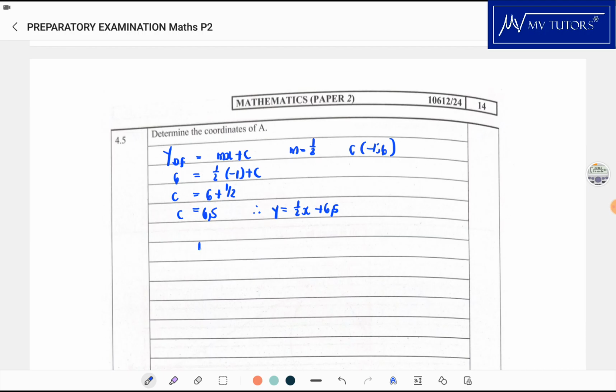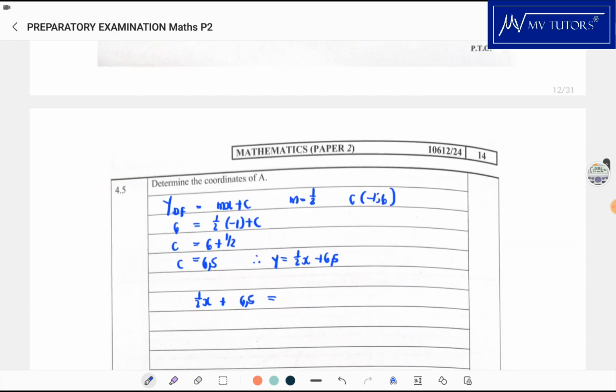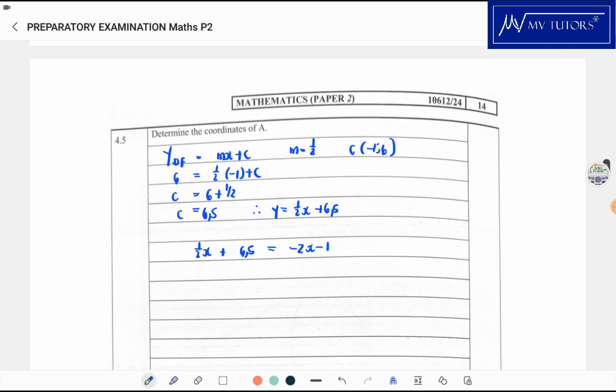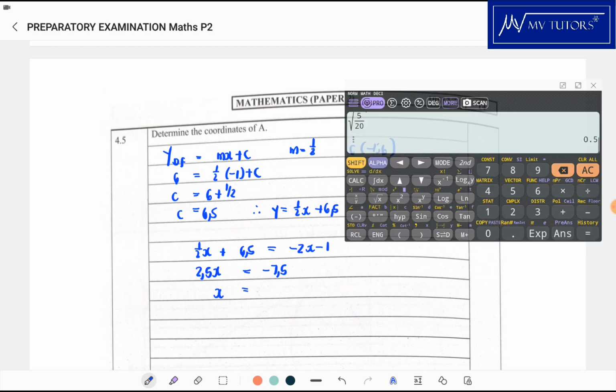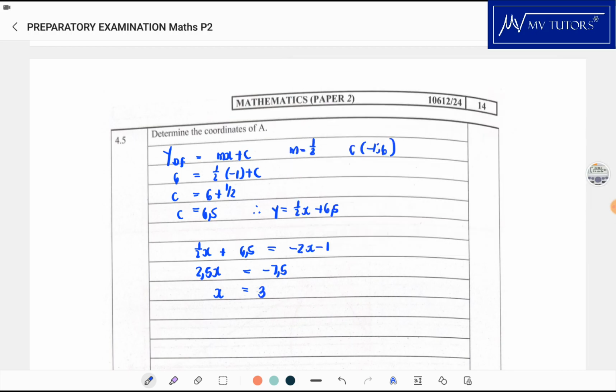All right, now we have two equations there. So we have a half x plus 6.5, which is equal to the other equation, -2x minus 1, the intersection of the two equations. So if I take -2x to the other side, it will be +2x, so I will have 2.5x. And if I take 6.5 to the other side, it will be negative, so -1 minus 6.5 is -7.5. And then 7.5 divided by 2.5 is 3, right? Yeah. So there we go.